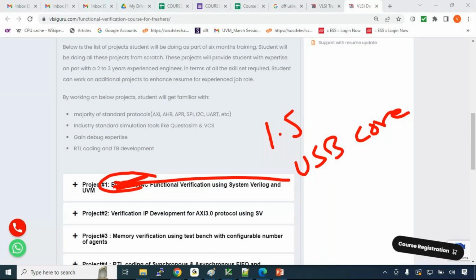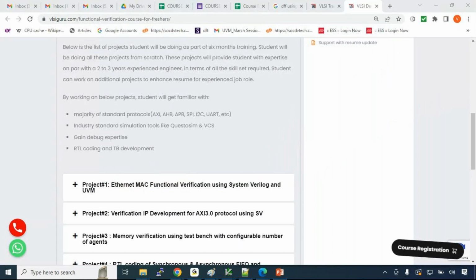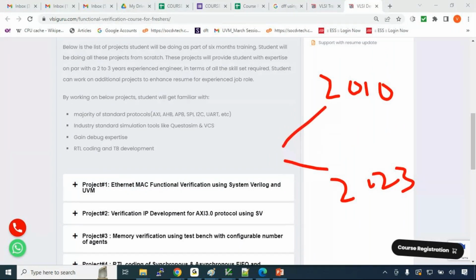I know an institute where, since 2010 till 2023, if you take any resume, let's say one student's resume in 2010 and one student's resume in 2023, the project will be the same. I don't want that to be the case. So we keep changing the project. Every 1.5 years I have been changing the project.